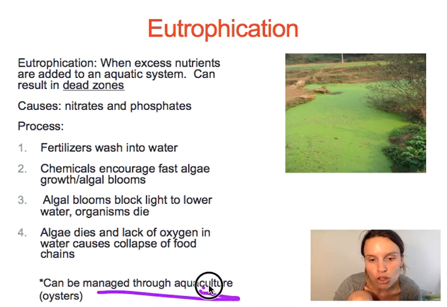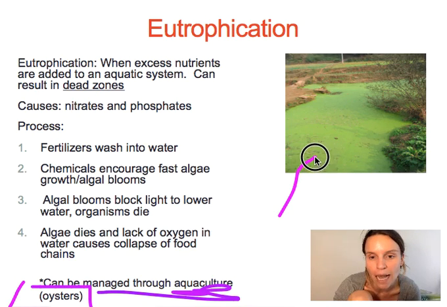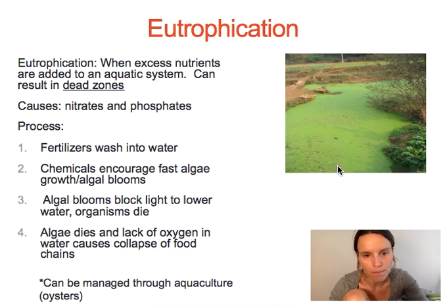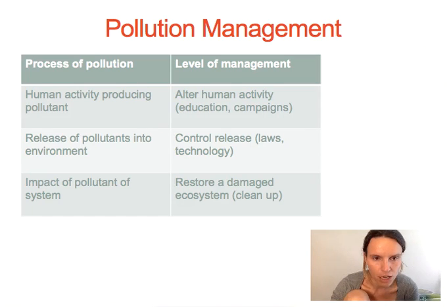It can be managed through aquaculture, fish farming of oysters, because the oysters will suck up all of this extra algae. So if you are ever considering what foods it's good and bad to eat, oysters aren't all bad because they can help combat this problem of eutrophication. So now that you have a basis in water pollution, let's take a look at your homework. We have one more thing to do first, and that is talk about pollution management. That will actually help you a lot with your homework.